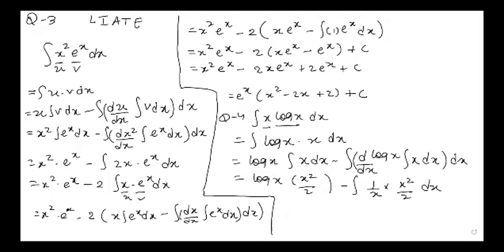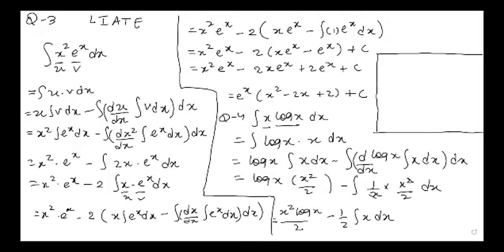So this will be x square log x by 2 minus 1 by 2 x dx. So the final answer will be x square log x by 2 minus 1 by 2 times x square by 2 plus c. Right. So this 2 will make this 4. So x square log x by 2 minus x square by 4 plus c. This is your final answer.